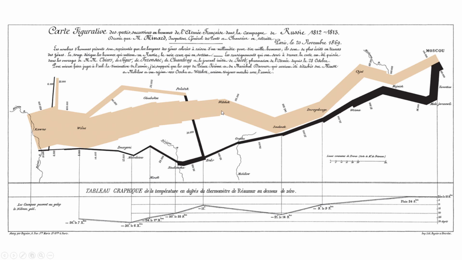So marching towards Moscow, they went through some cities until they reached Moscow. Here, the size of the army was 100,000. So they started with 400, now they are 100. Okay, there was a fight in Moscow, and then they came back. So the black curve is the retreat of the army back to where they started.